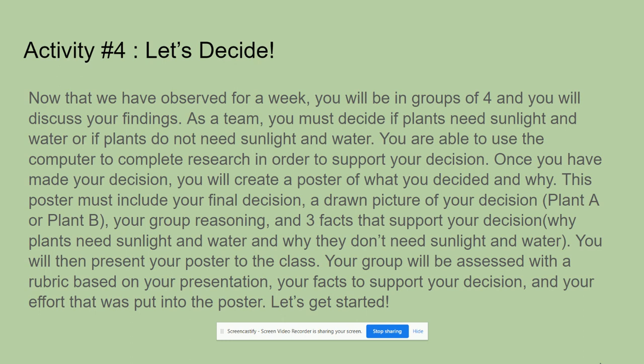So their projects must include their final decision, a drawn picture of their decision, which is plant A or plant B, your group reasoning, and 3 facts to support your decision. And they will be assessed with a rubric based on their presentation, their facts that support their decision, and the effort that was put into the poster.